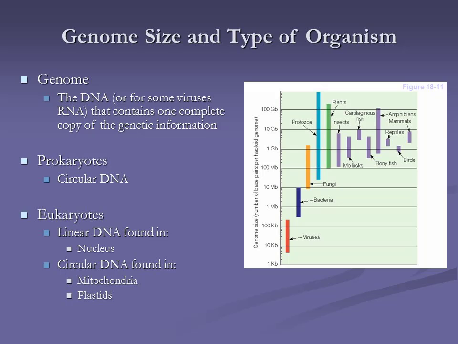Now, we've already talked about the prokaryotes, circular DNA, plasmids, eukaryotes, linear DNA, and then we've also got that circular DNA in our mitochondria and plastids, the best known of which is the chloroplast that we talk about in plants.